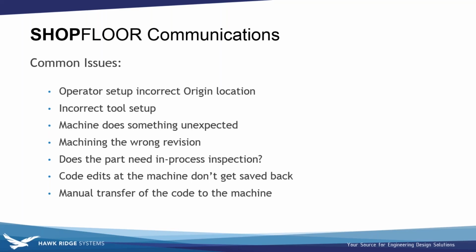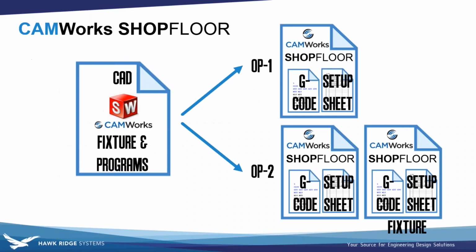Even simple things like code edits. If the operator is making edits to the code at the machine, in the control, why is he doing it in the control? You could be doing it in ShopFLOOR in the actual G-code itself, rather than on the machine, and then just pulling the code into the machine. Manual transfer of the code to the machine as well. So you're not drip feeding code into the machine. You've got to walk across with USBs and things like that, and maybe something occurs, you grab the wrong version or whatever. But essentially, ShopFLOOR is designed to resolve some of these issues that you see on a regular basis.